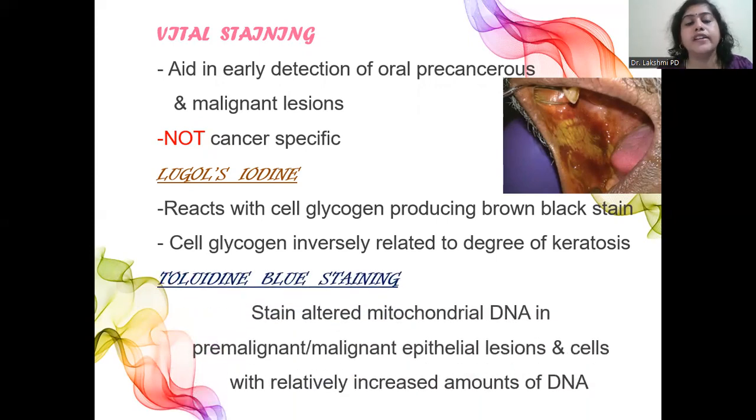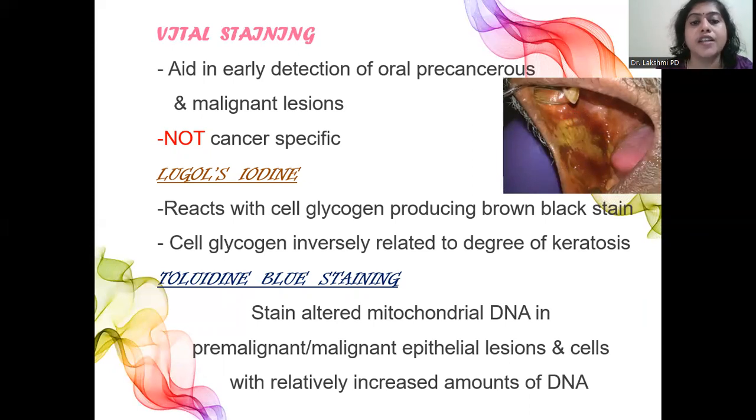With Lugol's iodine, the stain reacts with the cell glycogen, creating a brown-black stain. This staining is inversely related to the degree of keratosis. Like you can see in this area, there's a thick band of leukoplakia or some other precancerous lesion, which has not taken up much of the stain, while the normal mucosa has taken up much of the stain. The area where the stain has not been taken up is indicative of the need for further investigation, like a biopsy. Toluidine blue staining is also very commonly used.